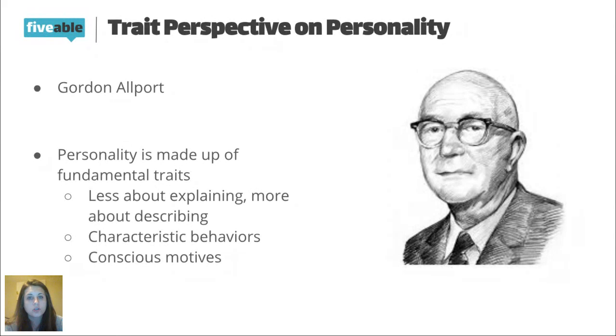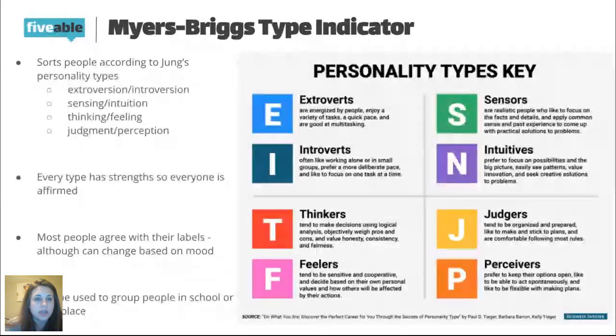So one sorting system, we're going to go through a few of the different types of inventories for personality and how we use them to sort people into different categories and describe them based on their traits. The first is the Myers-Briggs indicator, which is probably the most common of all personality tests. If you've ever seen this before, you're either a J or a P, an S or an N, a T or an F, an E or an I, depending on your categories.